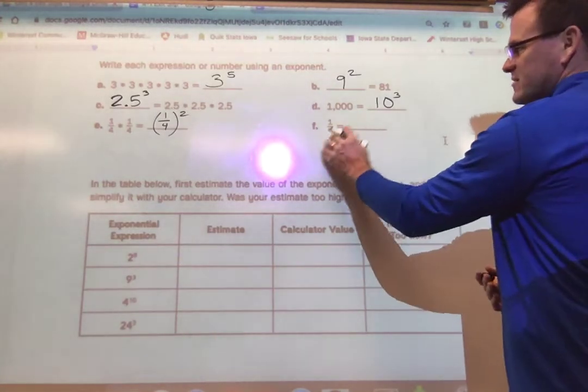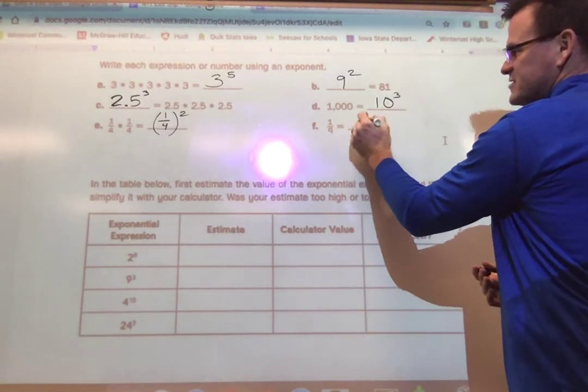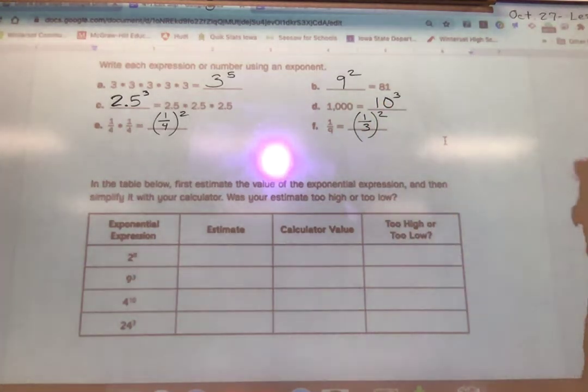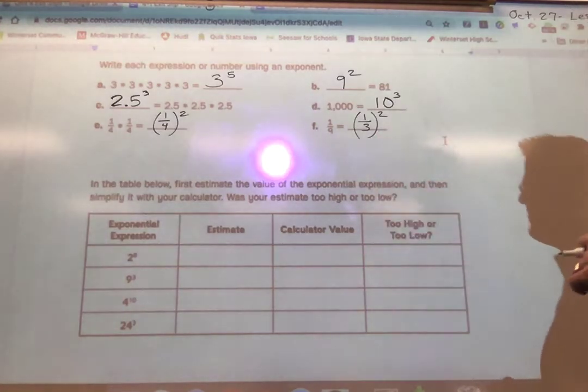So this would be similar. 3 times 3 is 9, so 1/3 to the 2nd power would be 1/9, because 1/3 times 1/3 is 1/9. So little technical thing there with parentheses that a lot of us didn't know that we need to start to think about a little bit.